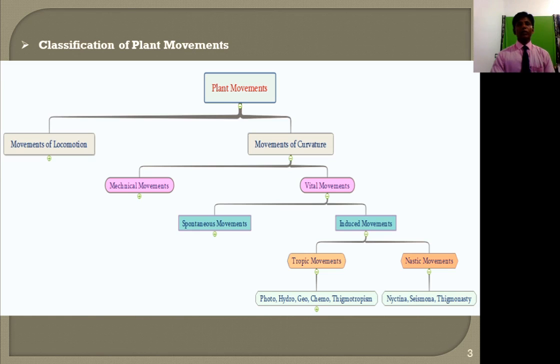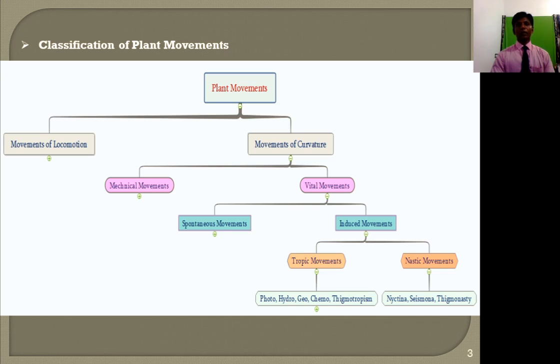In the plants, so many different types of movements are seen. All the plant movements are mainly classified into two groups, that is movements of locomotion and movements of curvature. Now at first we will see the movements of locomotion. When a cell, cytoplasm or whole plant body moves from one place to another place, it is called as movements of locomotion. This type of movements are seen in some aquatic plants, that is algae. For example, Chlamydomonas, Volvox, Beggiatoa, flagellated bacteria, green flagellated algae, spores, gametes, etc.